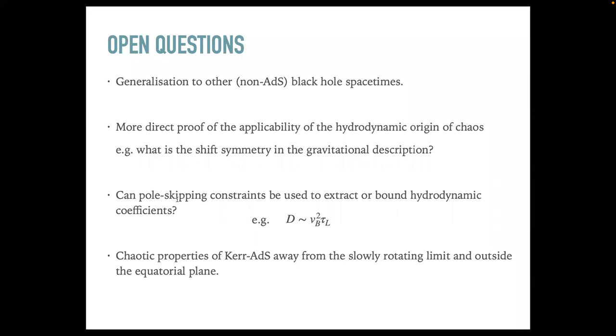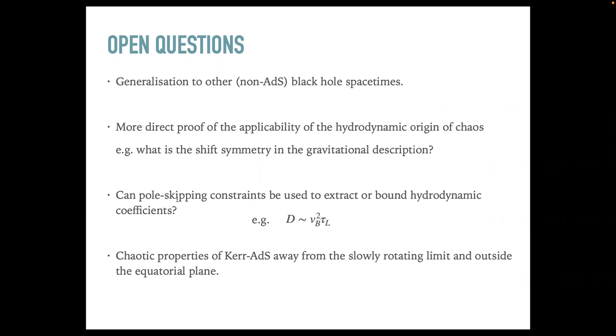A very nice question. When you discuss chaotic properties based on the out-of-order four-point function, every discussion of pole skipping is framed for a two-point function. Isn't it strange that you get information from one about the other? Yeah, it is a bit strange.